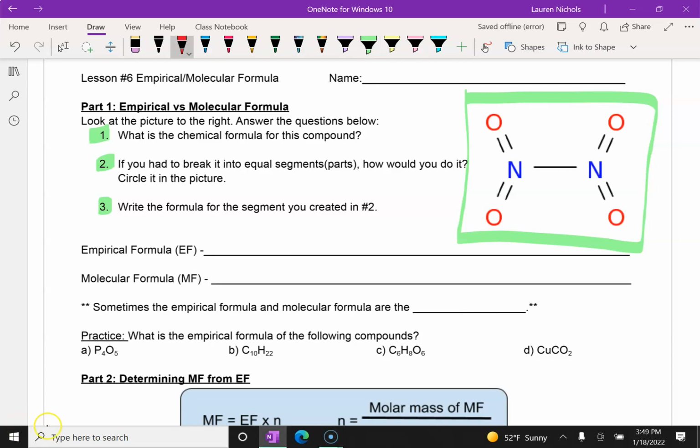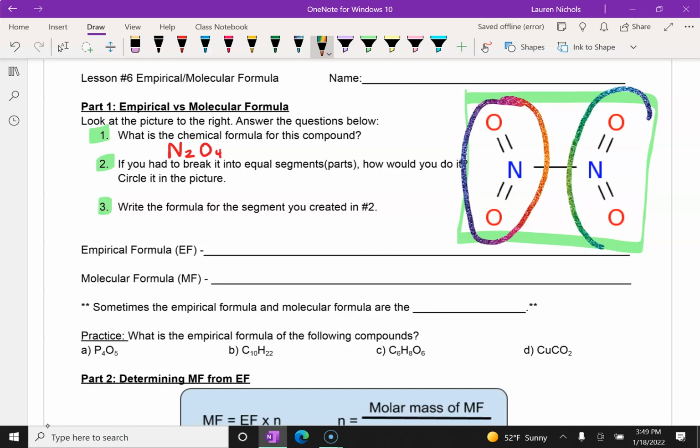Okay, so for this chemical formula, we see that there are 2 nitrogens and there are 4 oxygens. Okay, so we have N2O4. Now, if we had to break this into equal segments, or equal parts, symmetrical parts, we can see that there's a segment here, and it's separated from this one, or it's equal to that one, 1 nitrogen and 2 oxygens. And so the formula for that would be N1O2.